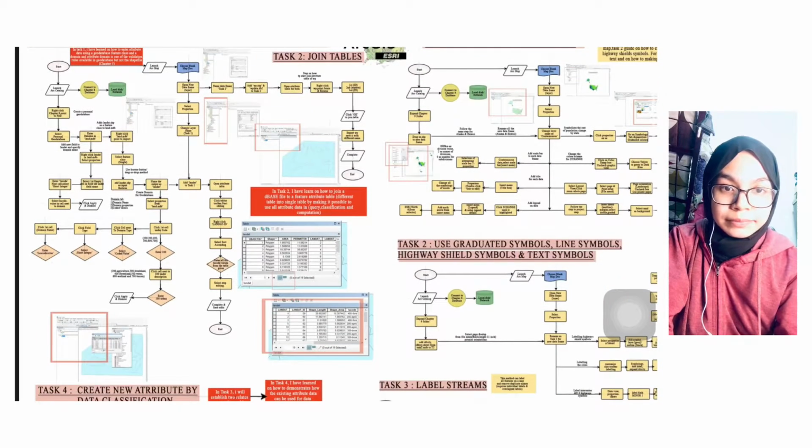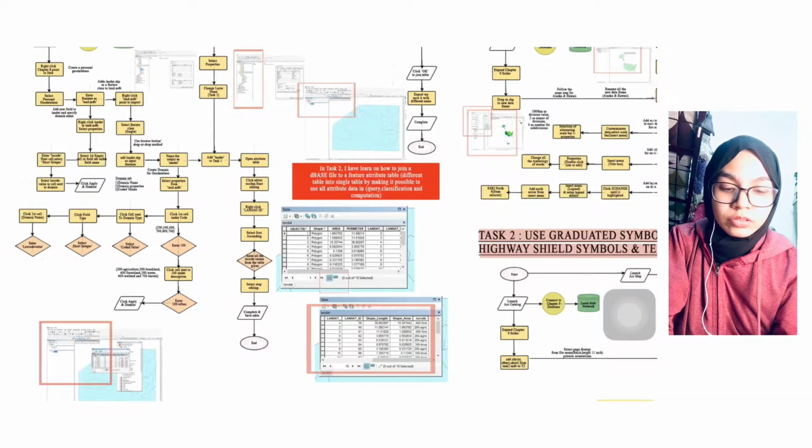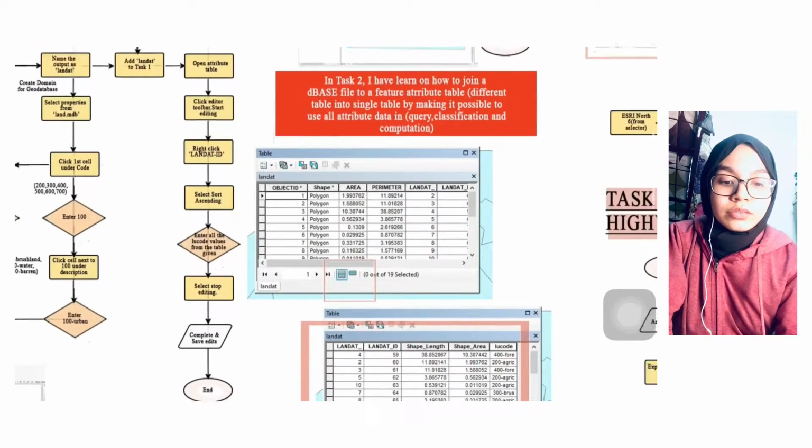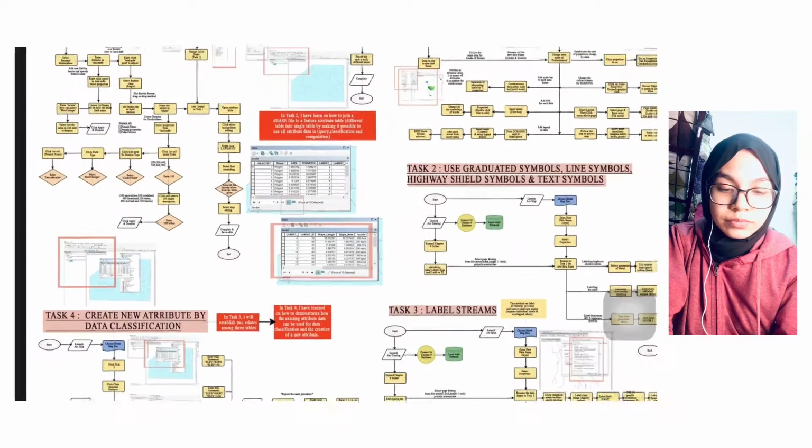For Task 2 in Chapter 8, what I have learned is how to join a database file, different tables, into a single feature attribute table, making it possible to use all the attribute data. So we can click the show record table to see all the data in the attribute table.